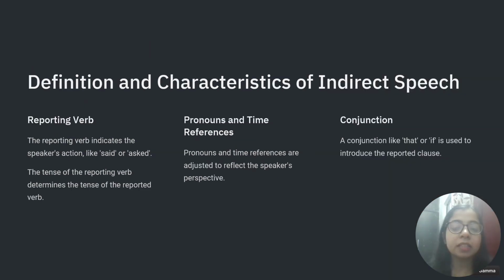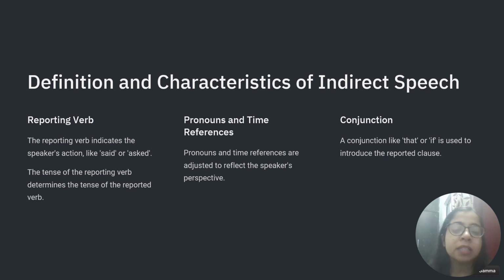So next is the characteristics of indirect speech. First is reporting verb. So the reporting verb indicates the speaker's action like said or asked. The tense of the reporting verb determines the tense of the reported verb. Okay. So here also we use reporting verb, but we have to change the tense. From direct to indirect, we have to change the tense of the reporting verb, because with the help of the reporting verb like said or asked, we only know about when the sentence was said.